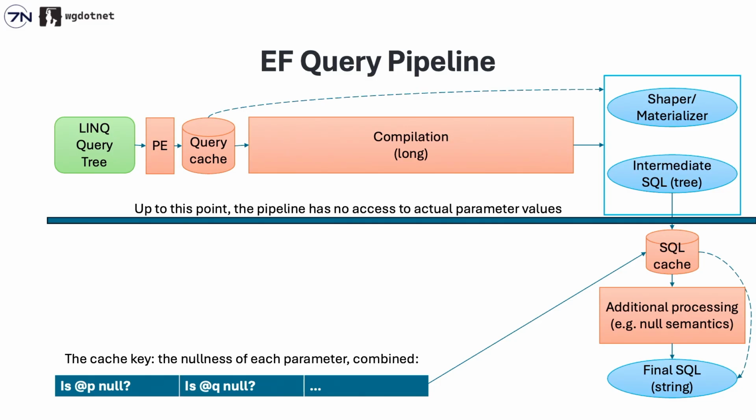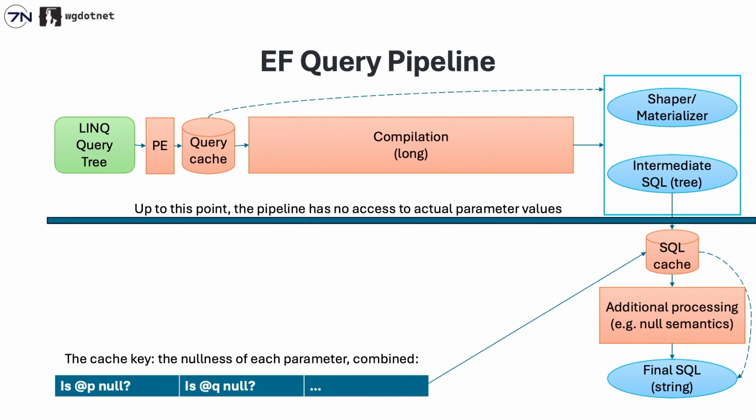So we're going to have a cache key that is the combination of the nullness of all the parameters that are in the query. If we have just one parameter in the query, then we're going to check, is that parameter null? If so, then we have one final string, and if not, then we have another final string.